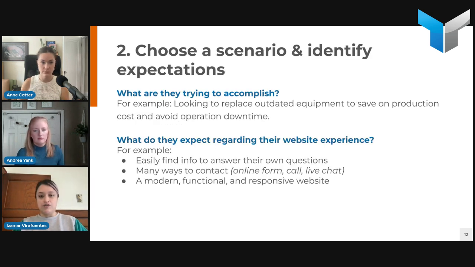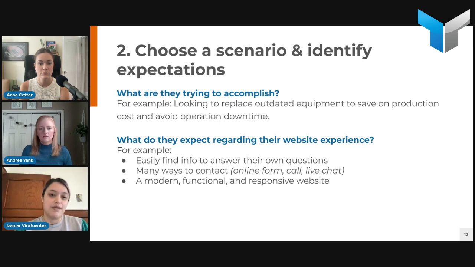And then after you choose a user, you're going to choose a scenario. So what they're trying to accomplish, and going back into the request a quote scenario, we're going to flesh that out a little bit. And I put an example of that. So maybe they're looking to replace outdated equipment to save on production costs and avoid operation downtime. And what do they expect their website experience to be? This is stuff they don't really think about. It's just things that they expect to experience when they're on your website.